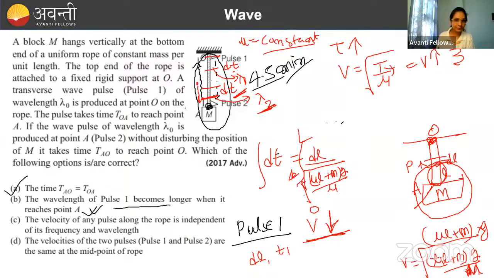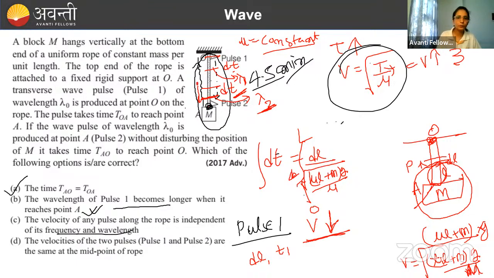Got me? Velocity decrease hua na. So for the same distance, it will now take more time, or you can say for same time, it will now cover less distance. It means its wavelength has decreased. That's the thing. Now, if you see the third case C, the velocity of any pulse along the rope is independent of its frequency and wavelength.